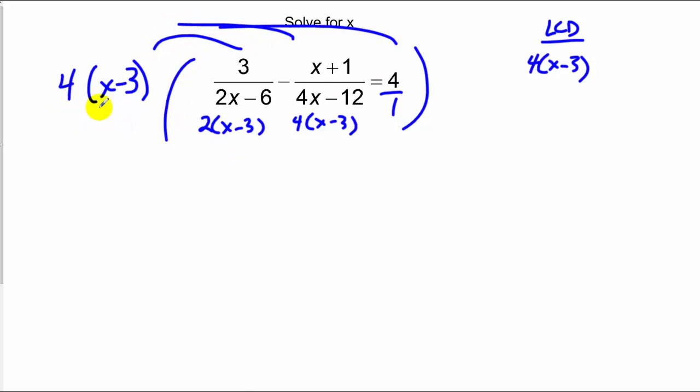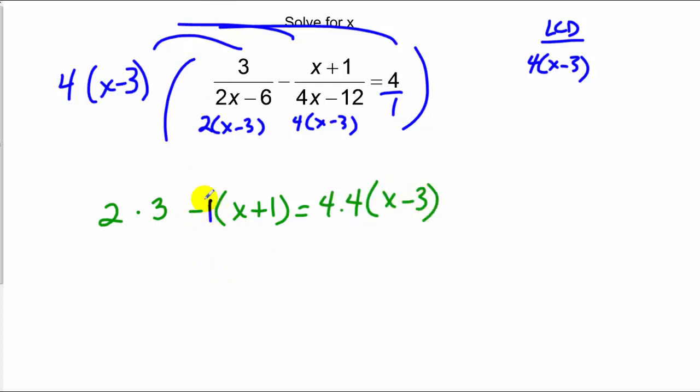So again, the 4 and the 2 reduce to a 2. X minus 3 goes, and I'm left with the 3. Subtract by. 4 reduces, the x minus 3 reduces. That's x plus 1 remaining. And the 1 reduces with nothing, so I have 4 times 4 multiplied by x minus 3.